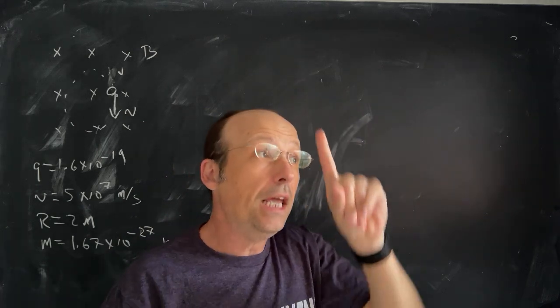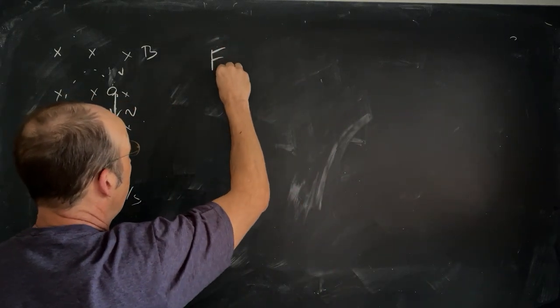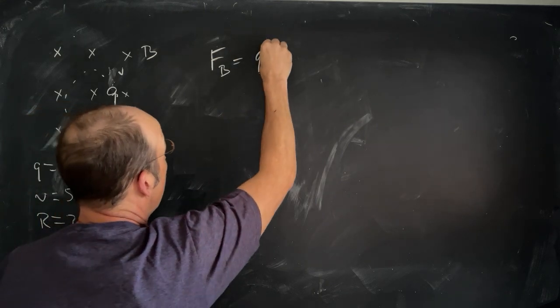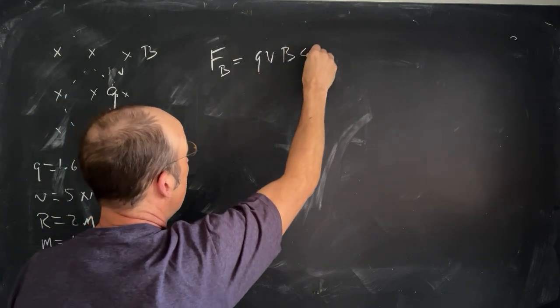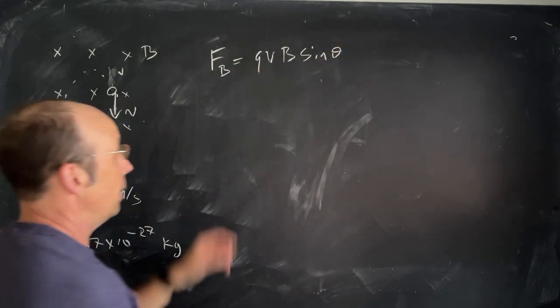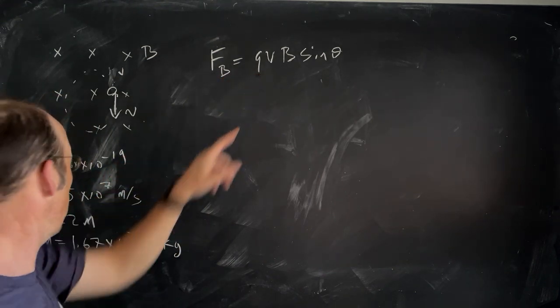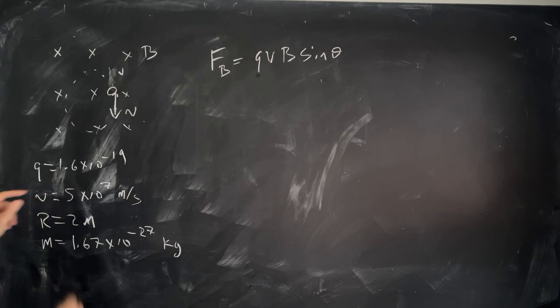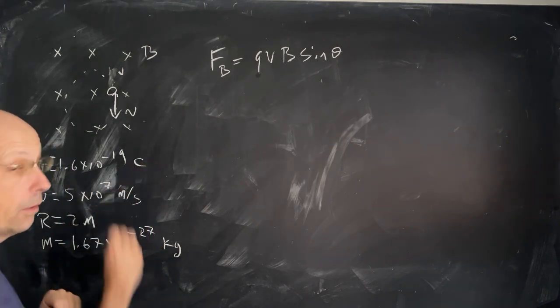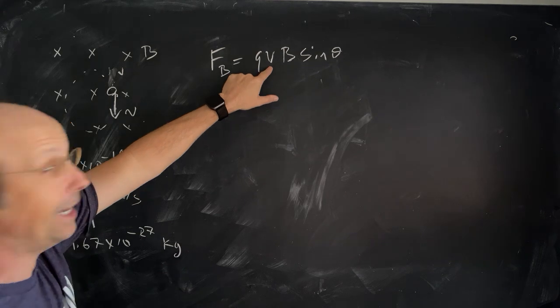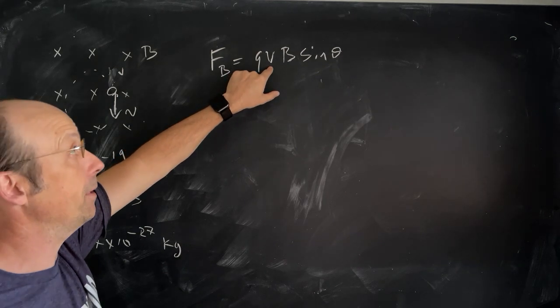Okay, so let's just review a couple of things. Number one, if I have a moving charge in a magnetic field, I can calculate the magnitude of that force as QvB sine theta. So that's the value of the charge. It's an antiproton, so it has a charge of negative 1.6 times 10 to the negative 19th coulombs, same as an electron. The velocity they give us is 5 times 10 to the 7th meters per second.